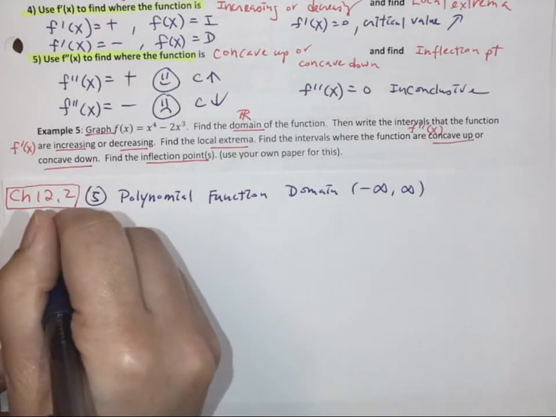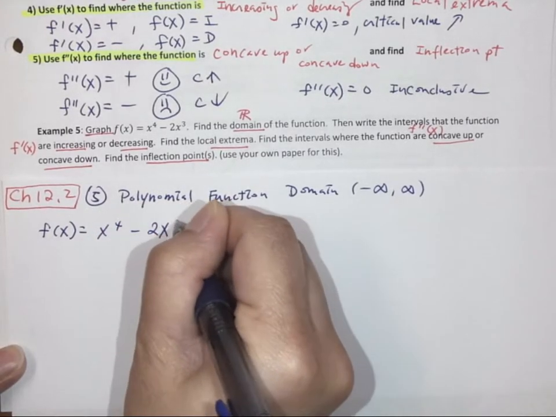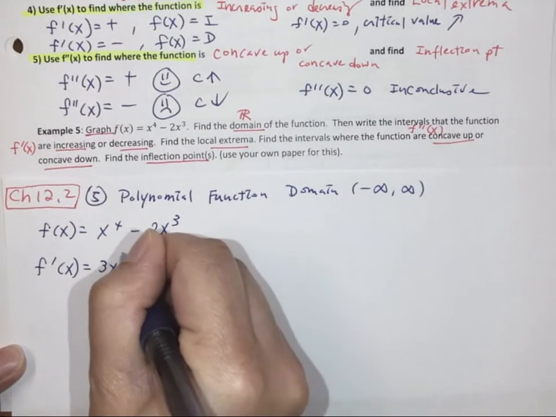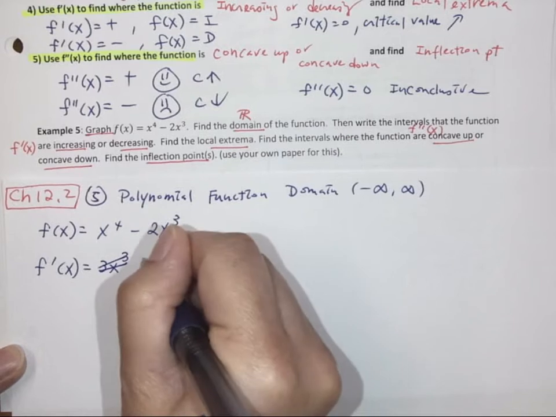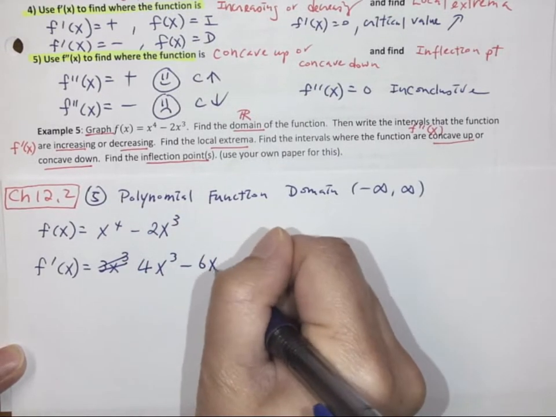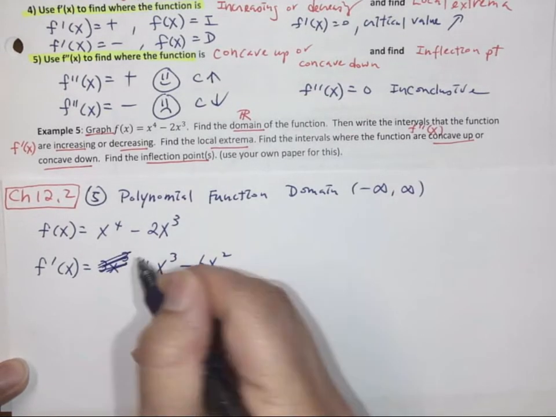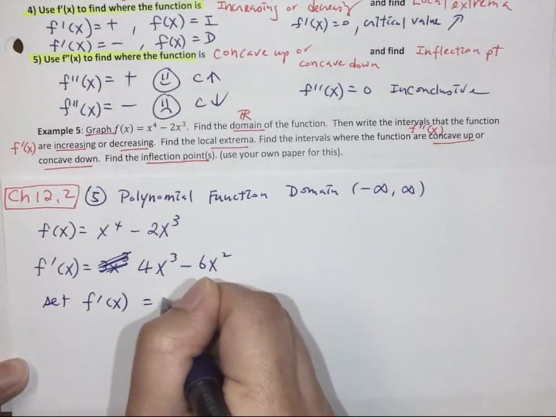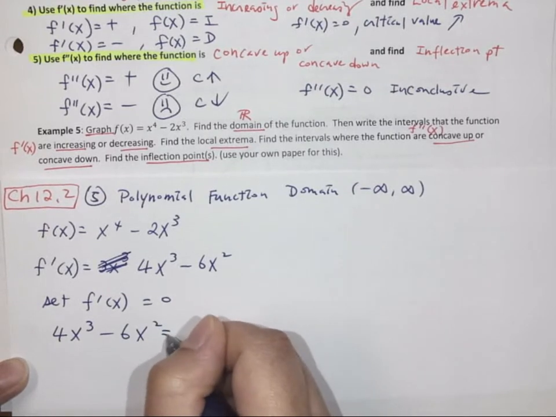find that. So we have f of x is x to the 4 minus 2x cubed. Then the first derivative would be 3x cubed. I'm sorry, what did I do? 4x cubed. 4x cubed minus 2 times 3 is 6x squared. Okay, and then we need to find those critical values. Then we need to set f prime of x equal to 0. 4x cubed minus 6x squared equal to 0.